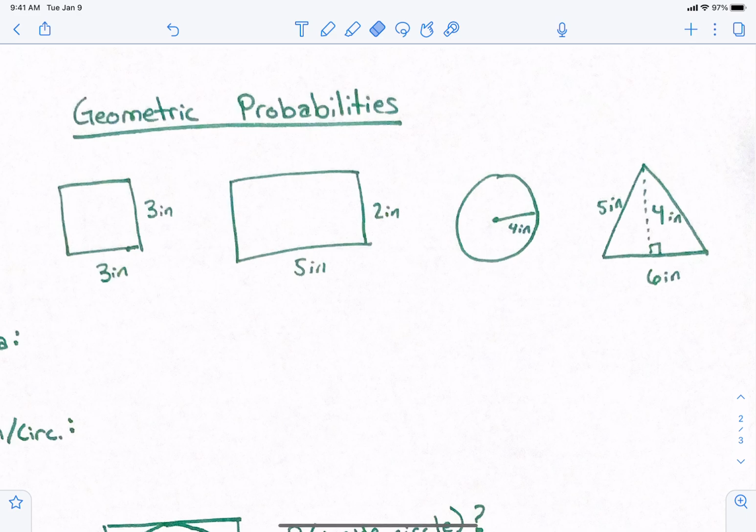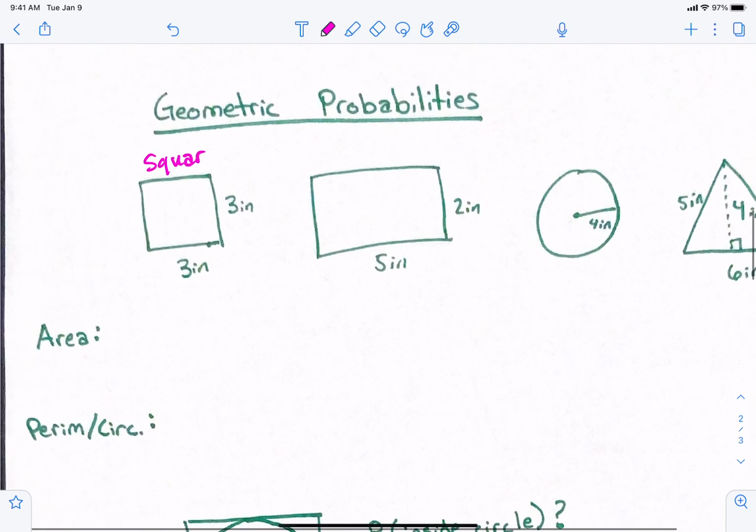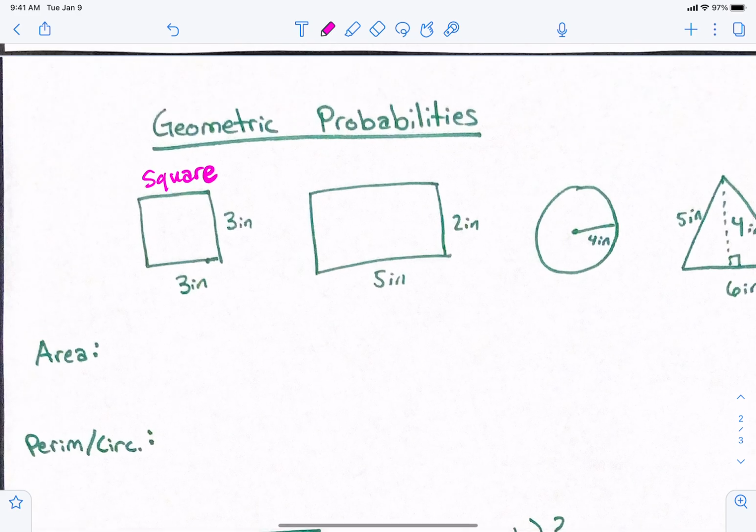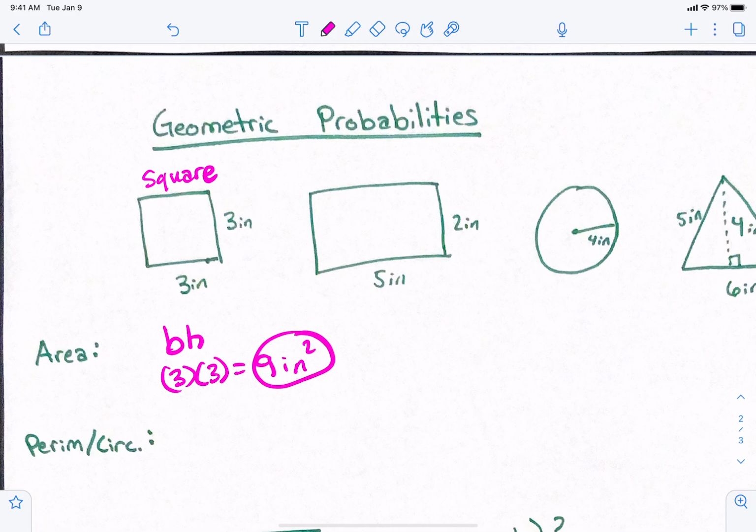All right, this first object is a square, right? How do you find the area of a square? Base times height. So in this case, since it's a square, it's 3 times 3. So its area is 9 inches squared.